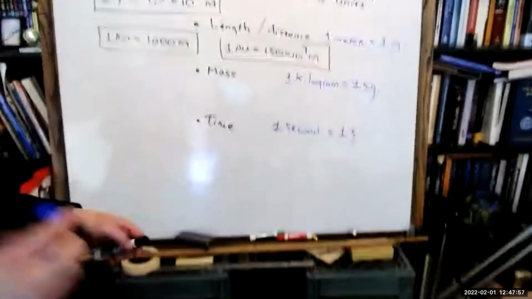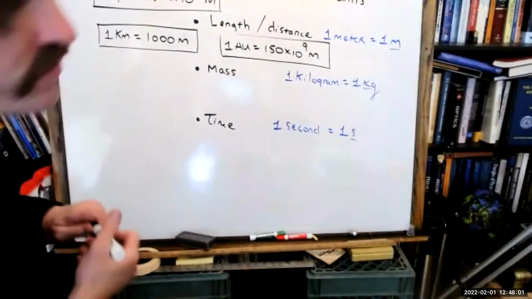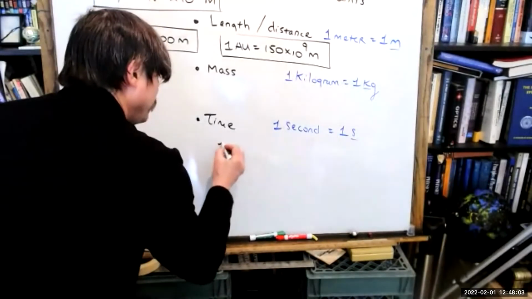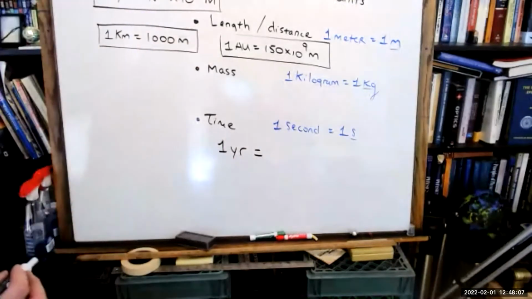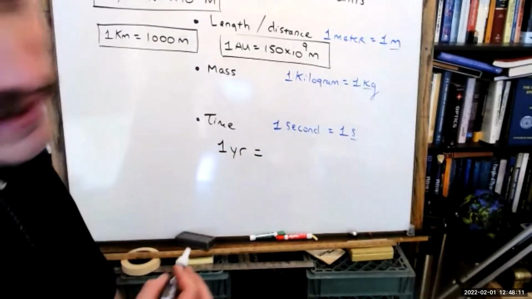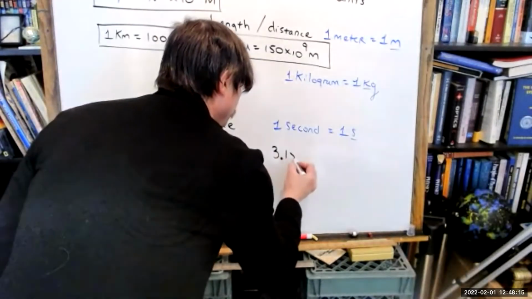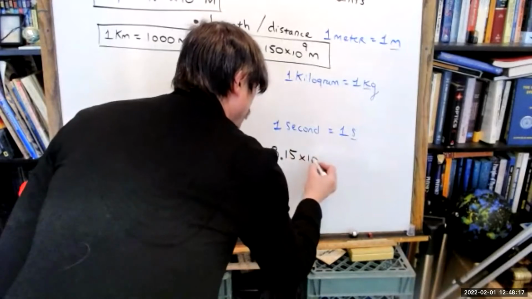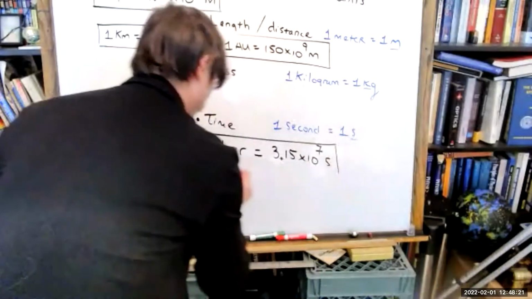For units of time, I want to tell you a really handy conversion factor. I'm trying to give you some useful stuff. Although I like to have students figure it out for themselves, in the interest of time, let me tell you the number of seconds in 1 year. Turns out to be a really helpful conversion factor. 3.15 times 10 to the 7 seconds is a year.